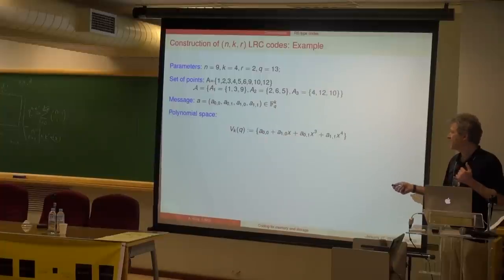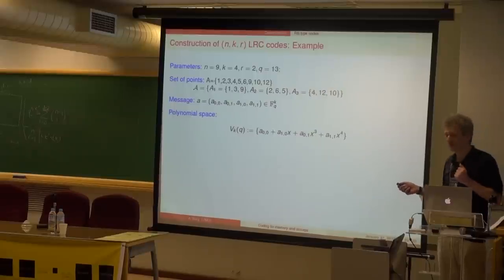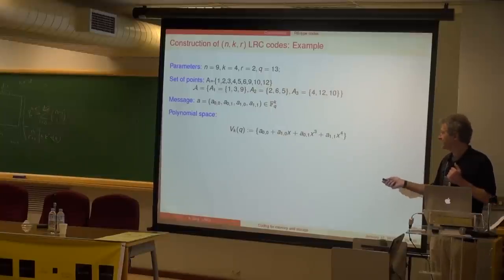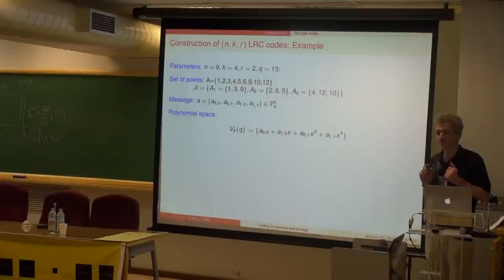And then we take the polynomial space. And again, we don't take the degree x squared. We take degree 0, 1, 3, 4. There are reasons for that that may become clear later. And then we just evaluate those polynomials of this form at this set of points. And this is my new code.